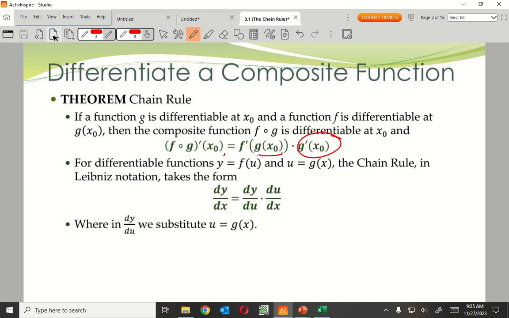For differentiable functions, y equals f of u, and u is equal to g of x, the chain rule in Leibniz notation. Okay, so we're actually going to be dy over du, so I'm taking the derivative in terms of u, times du over dx, the derivative of u in terms of x. Okay, yes, I believe Leibniz notation right there.